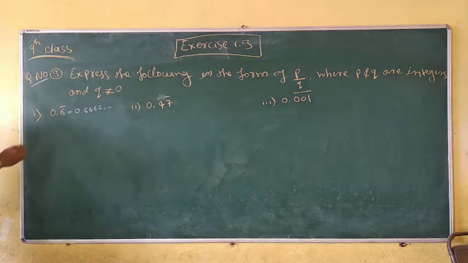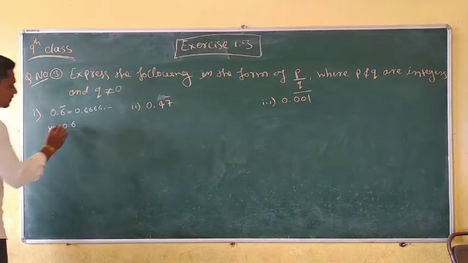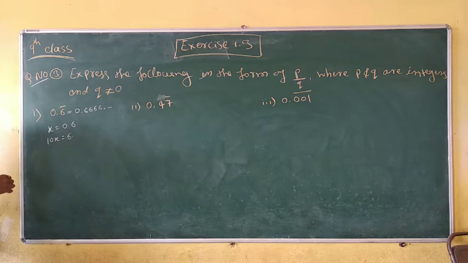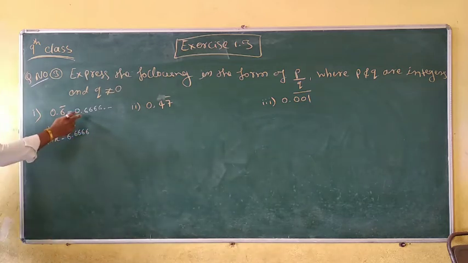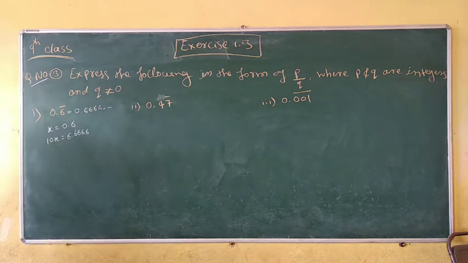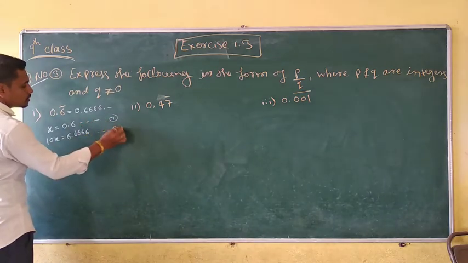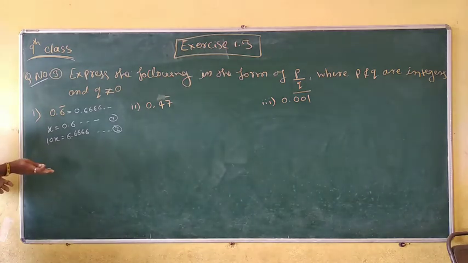So next, take x is equal to 0.6 bar. Next, 10x is equal to 6.666. 10x means multiplying by 10, so the decimal point moves one place to the right, giving 6.666. This is equation number 1 and this is equation number 2. Subtract equation number 1 from equation number 2.